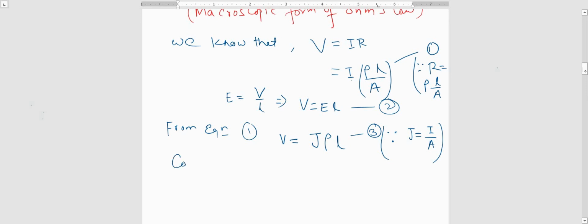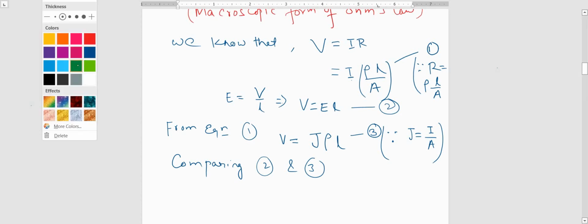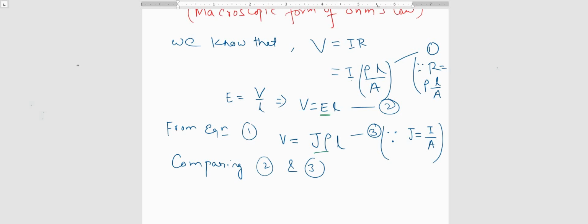So if you compare 1 and 3, what do you get? Sorry, compare 2 and 3, not 1 and 3. Comparing equations 2 and 3, what will you get? Here there is E, and here in place of E there is J into rho, right? Here V is there, here V is there, here L is there, here also L is there. So if I compare these two, E is equal to rho into J, isn't it?